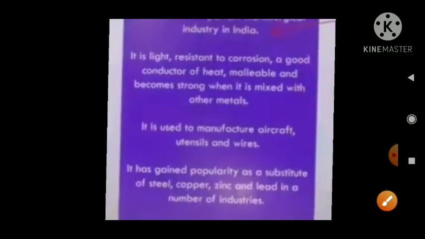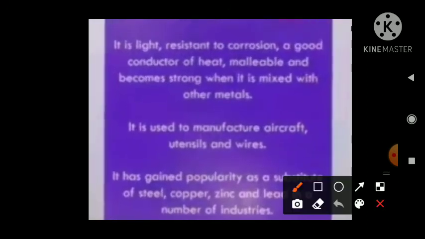Aluminium is light and resistant to corrosion, a good conductor of heat, malleable, and becomes strong when it is mixed with other metals. Means aluminium is very light in weight, it resists corrosion, it is also a good conductor of heat, and it can be made into sheets, like aluminium foil. It becomes strong when it is mixed with other elements.